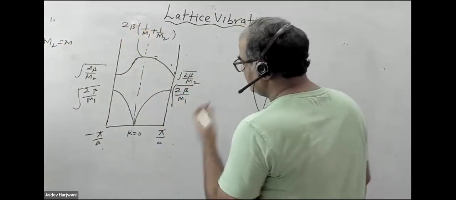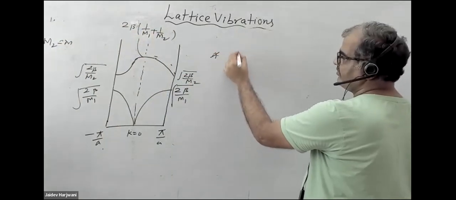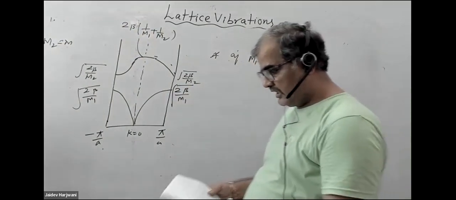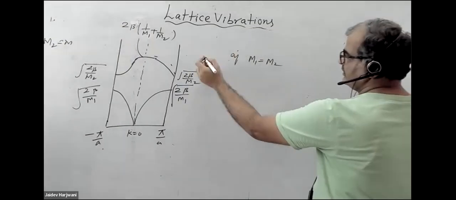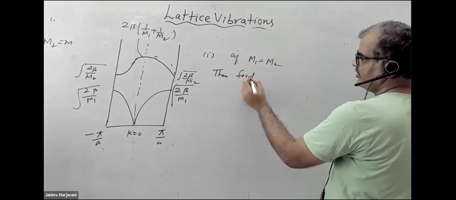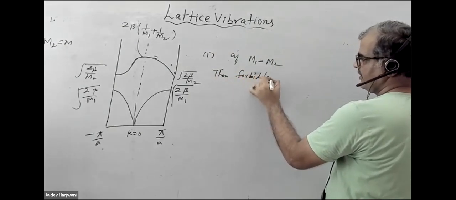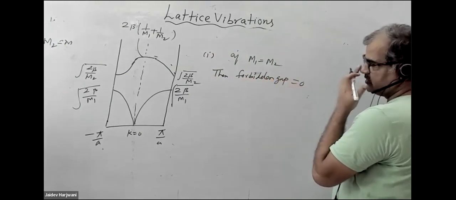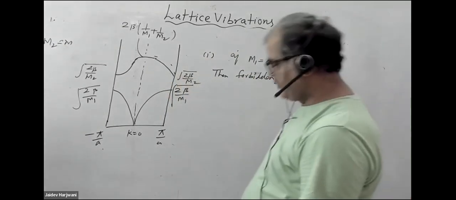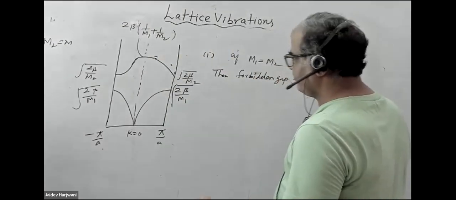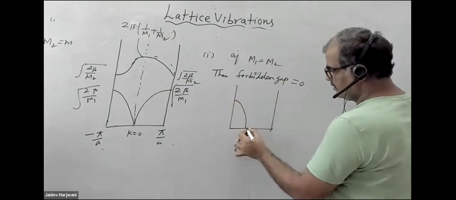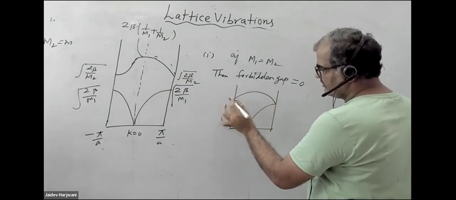Okay, now number 1 point, if m1 equals m2, then what will happen? Then the forbidden gap becomes 0. Forbidden gap is equal to 0. This gap becomes 0. Okay, this is one thing. What other thing will happen? So when the gap becomes 0, you have this type of graph.